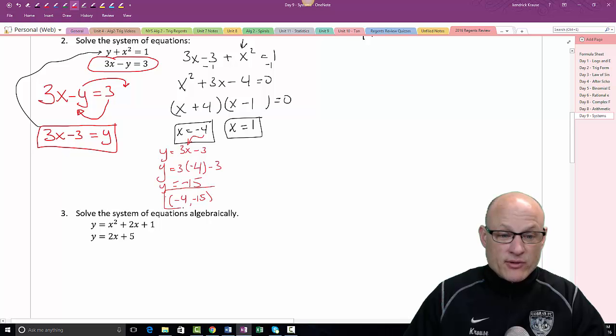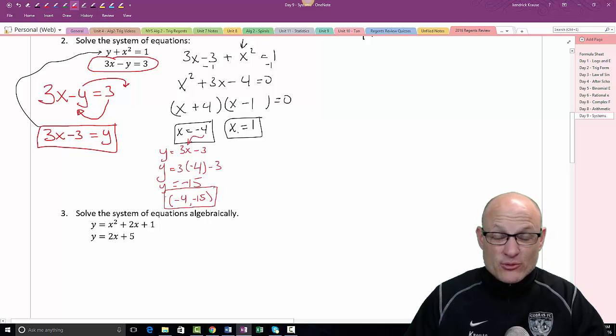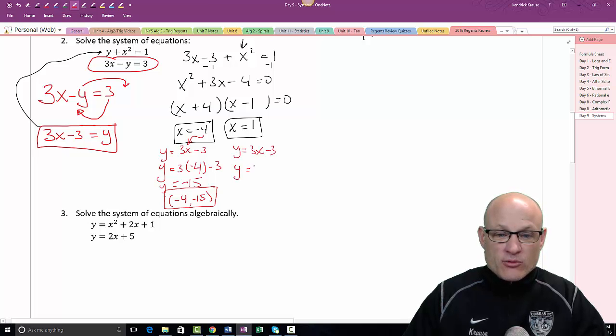I've got one of my answers right now. It is so weird, I'm absolutely going to check it. y equals 3x minus 3. y equals 3 times 1 minus 3. That's 3 minus 3, which is 0. So this answer is 1, 0.